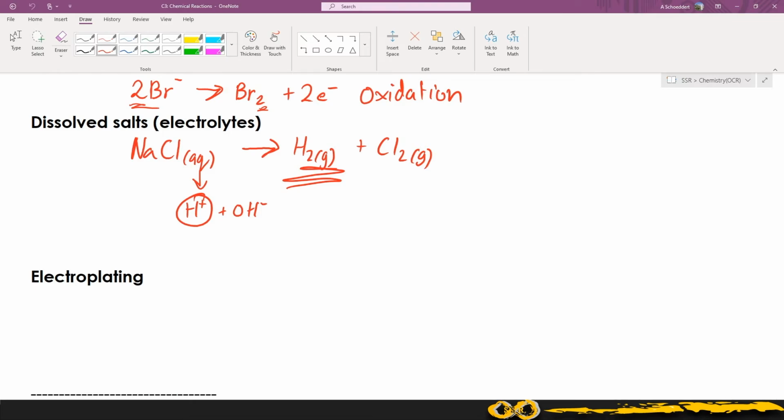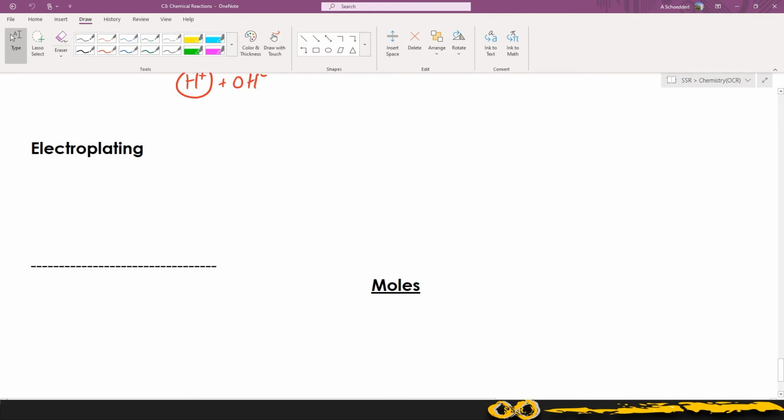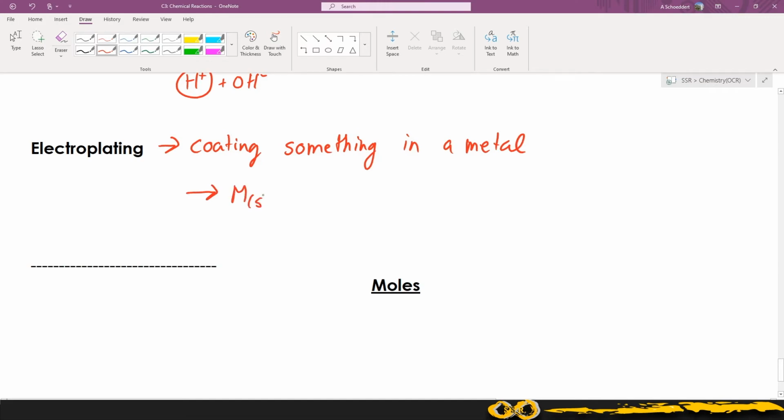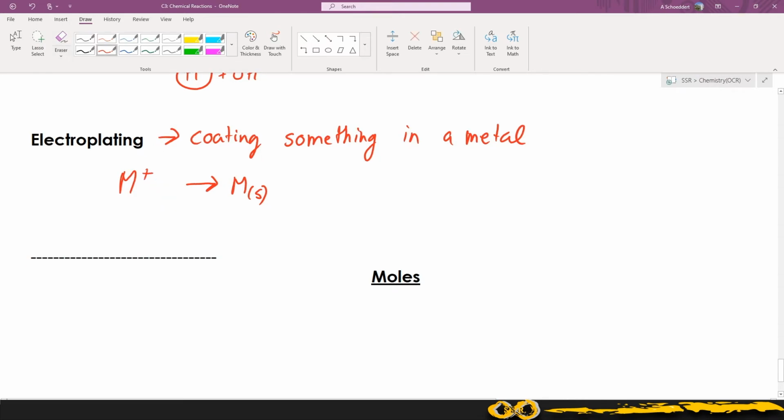And we would use that principle in order to electroplate something. And that would mean that you'd be coating something in a metal. In order to do that, you need to be producing the solid metal. We know that metals start with a positive charge, and therefore you'll need to provide electrons to this in order to make that solid metal. This would mean that the electrons are a reactant, and so this is the reduction equation.